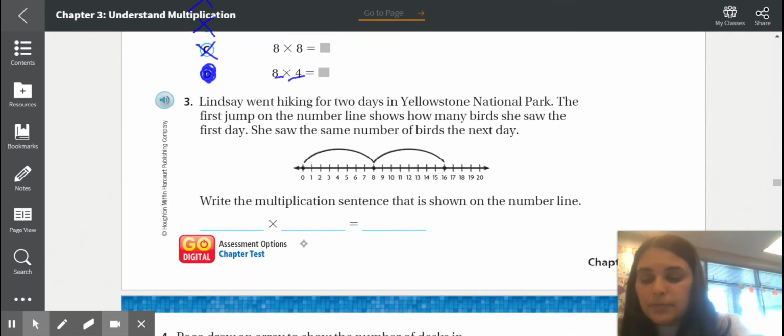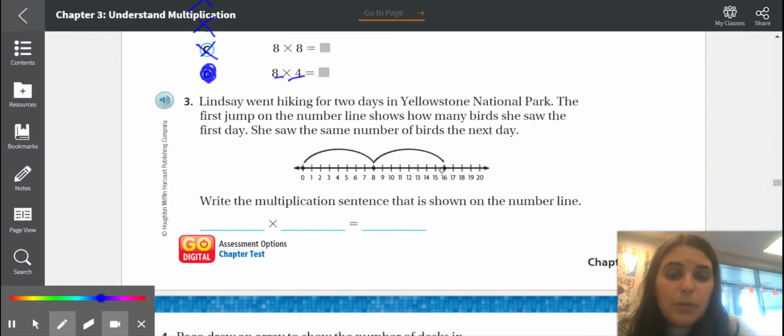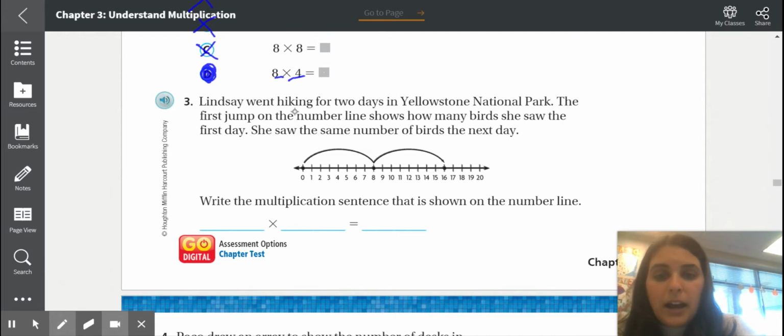Let's keep going. Now we're going to use a number line. Lindsay went hiking for 2 days in Yellowstone National Park. The first jump on the number line shows how many birds she saw on the first day. She saw the same number of birds on the next day. Write the multiplication sentence that is shown on the number line. So we're looking at this number line here, and we're going to write the multiplication sentence that this number line is showing.